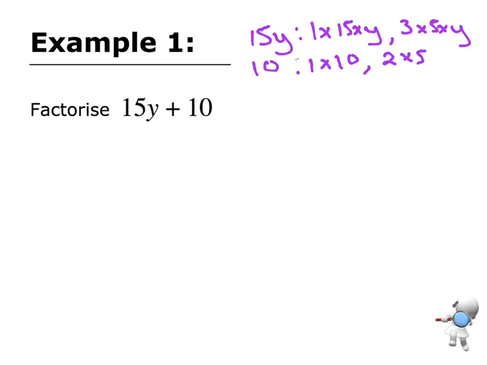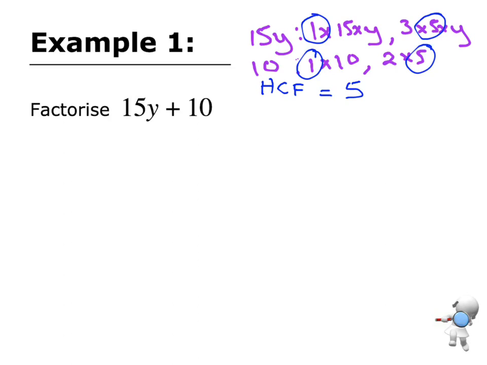So therefore I need to think, well, what do they have in common? They've both got a 1, they've both got a 5, and that's the only things that they have in common. So that means the highest common factor is, in this case, 5. There isn't a variable that's common to both, it's only a number that's common to both.